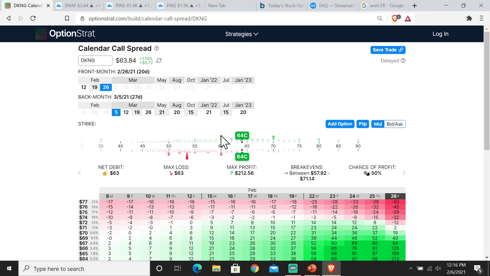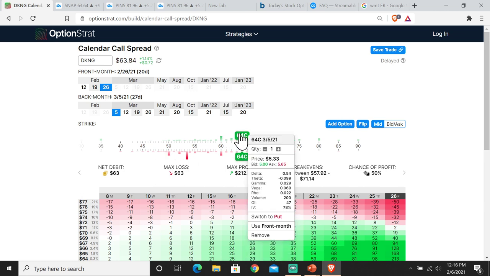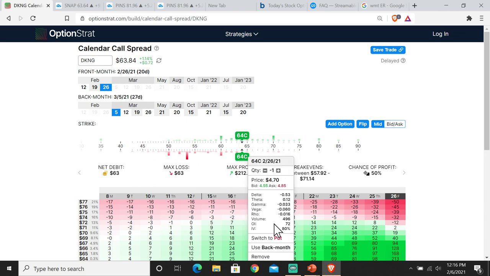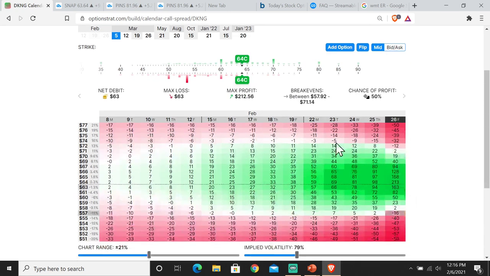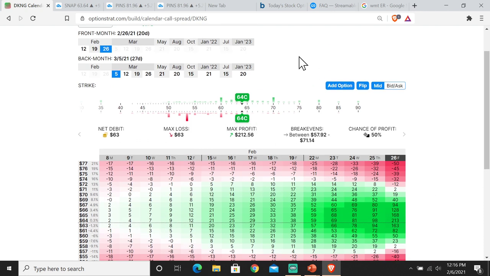All right, anyways, currently there's no IV crash to be had here. The IV skew is only 2%, so there's no real profit there. Unless you are just neutral on DraftKings and you think it's going to stay at $64 the whole time, I would not take this play right now. So I'm having trouble finding something.